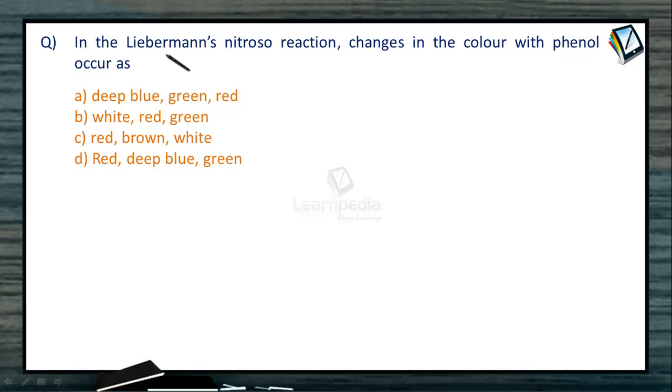Next question. In Lieberman's nitroso reaction, changes in the color occur when phenol is subjected to the reaction. What colors will be observed during the Lieberman's nitroso reaction for phenol? Is it deep blue, green, red; white, red, green; red, brown, white; or red, deep blue, green? These are the three colors that will be developed during the Lieberman's nitroso reaction. So it's the name reaction.